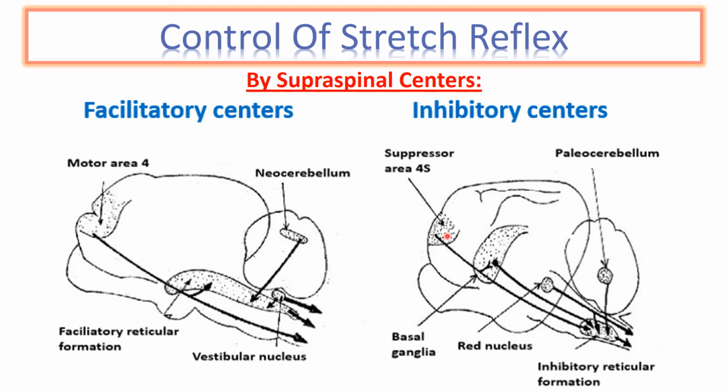The cortical suppressor area 4S, the basal ganglia, the red nucleus in the midbrain, the paleocerebellum, part of the cerebellum, and the medullary reticular formation, or the inhibitory reticular formation.